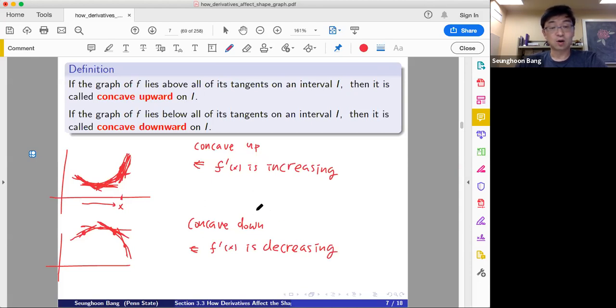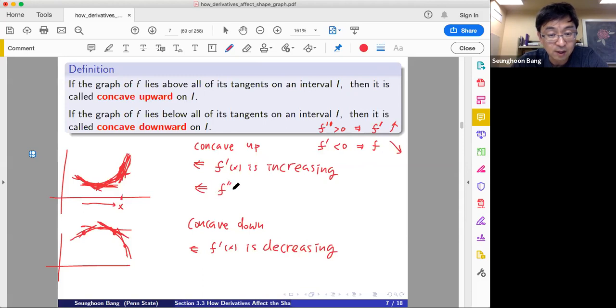Another one. Do you remember the increasing, decreasing test? What's the increasing, decreasing test here? If f prime is positive, the graph of f is increasing. If f prime is less than 0, the graph of f is decreasing. So let me see. I'm going to take one more derivative here. The second derivative positive, the first derivative increasing. So we have this result.